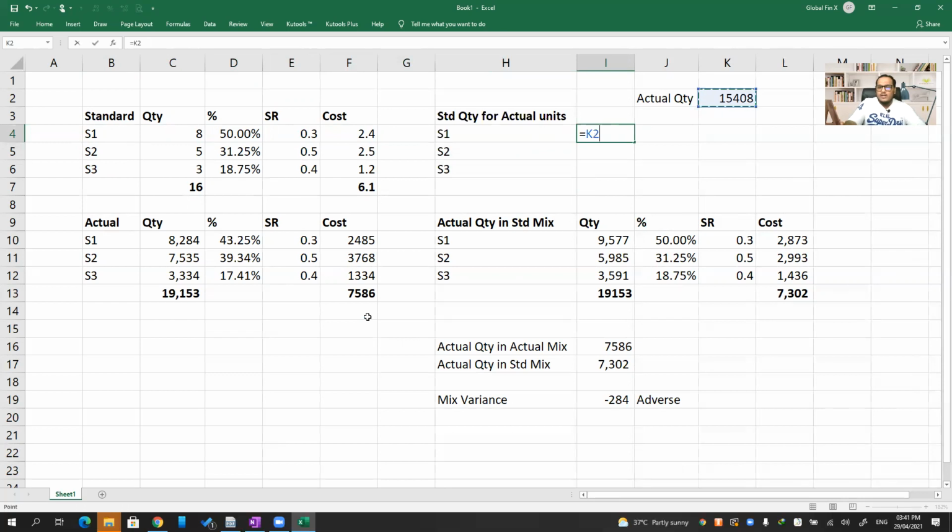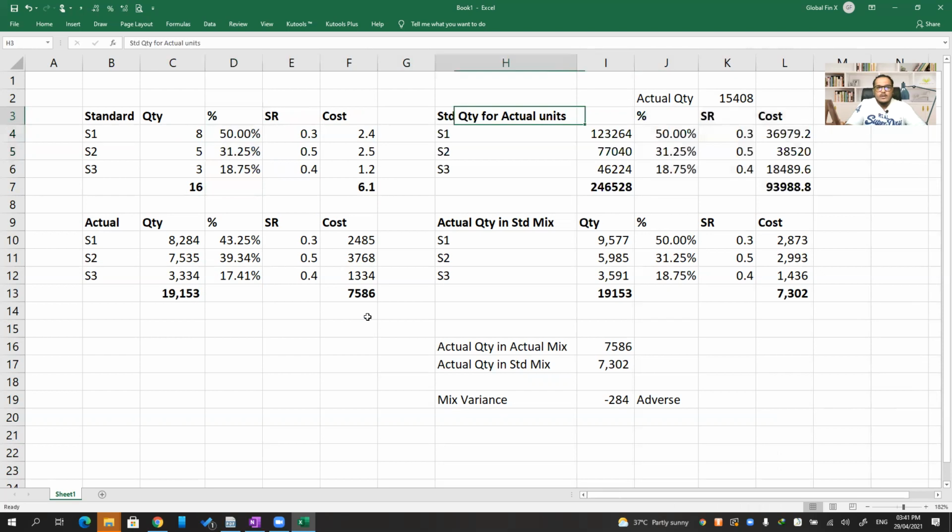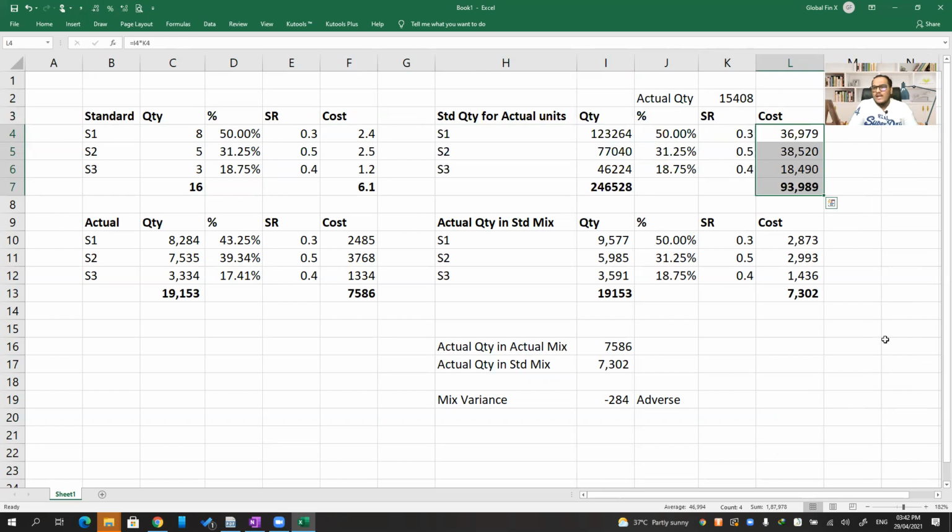So here what I'll do, 15408 multiplied by 8 kgs. So per unit I need 8 kgs, 15408 units I produced. So I'm just gonna take this and keep it as an absolute reference and copy it down. So this is my actual units. This is my standard units, and I'm gonna use the same mix. So I'm gonna just paste it here, and so it's gonna be yes. Okay, same mix we are using. So the total standard cost should have been 93,989.